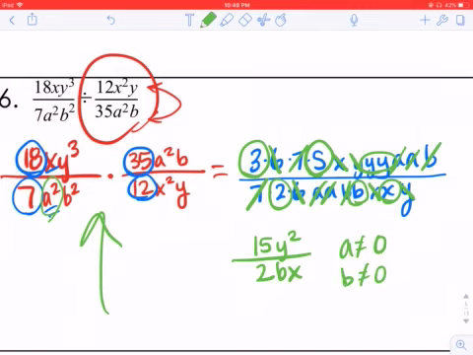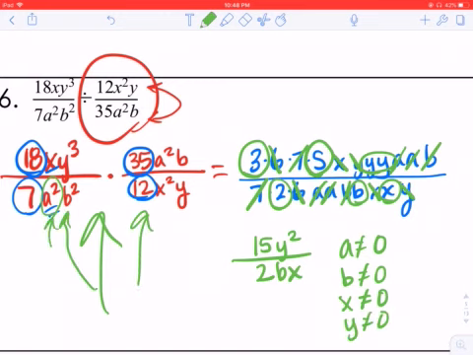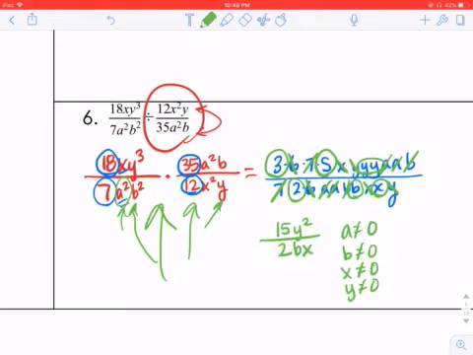B is not allowed to be 0. X is not allowed to be 0. And y is not allowed to be 0 because they all exist on the bottom here of our denominator, and they would break our equation. If we put in a 0 there, we wouldn't be able to do anything. So that is how we divide.